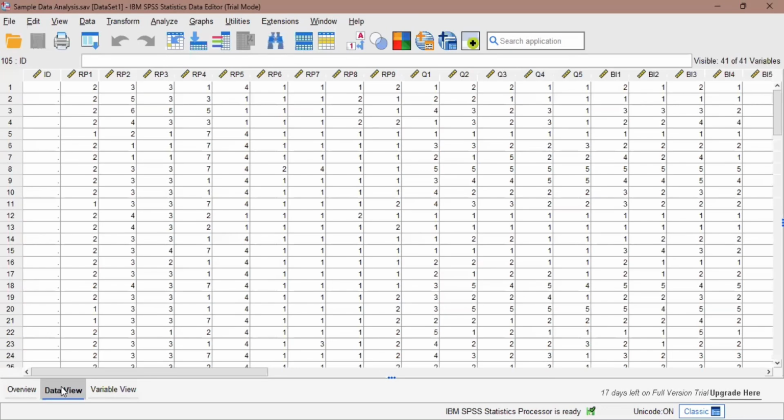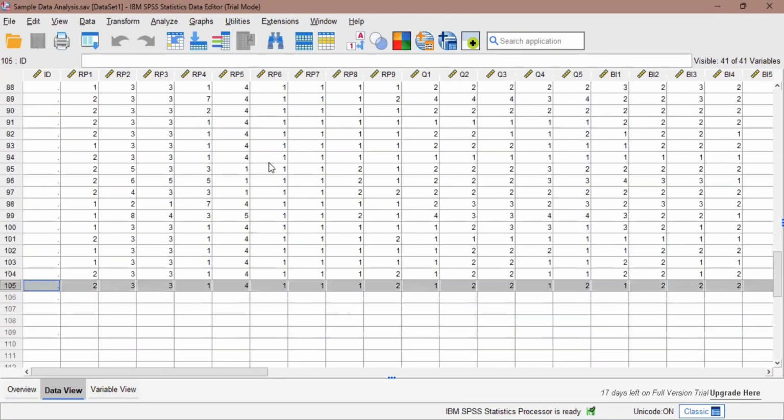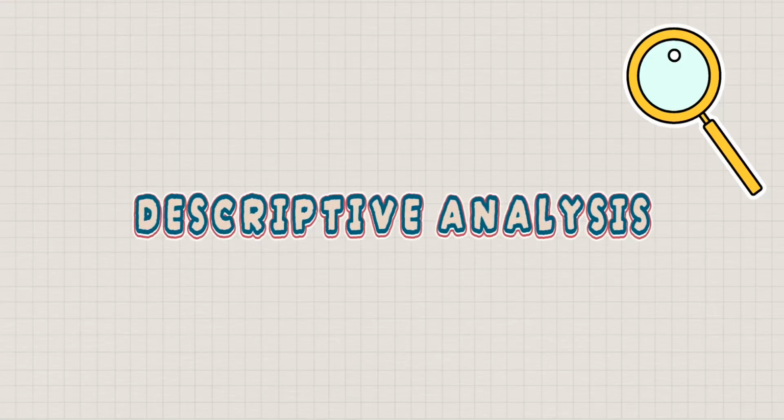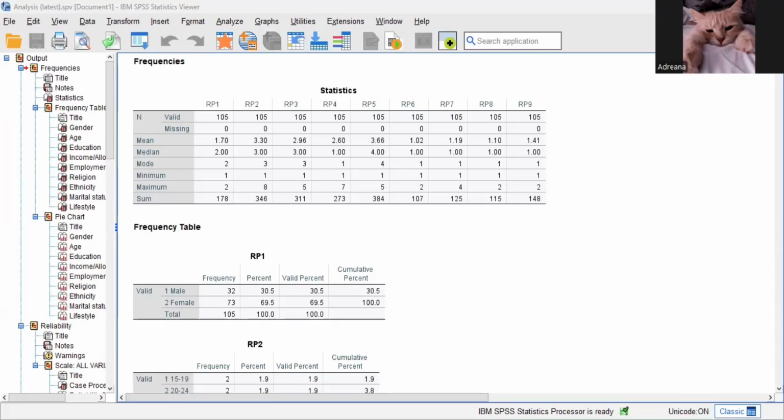Okay, then we go to the data view. So these are all the number of respondents that we managed to collect. We have a total of 105 respondents for our research. So first thing first, for our SPSS analysis, the first thing that we do is the descriptive analysis.